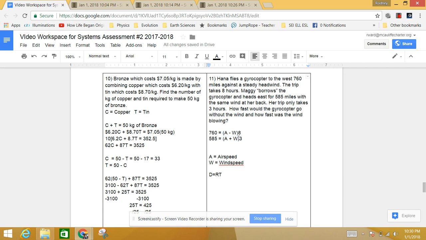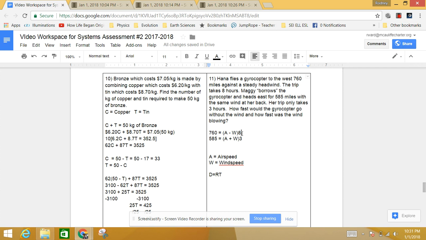Now, I could approach this in a couple ways. I could distribute the 8 over A and W and get 8A minus 8W, and I could distribute the 3. Or I look at these numbers and I'm suspicious. I'm wondering if 8 goes into 760 neat and tidy. And it turns out it does. It goes into 760 very nicely, 95 times. So if we divide 760 by 8, we get 95. So we can actually factor that out.